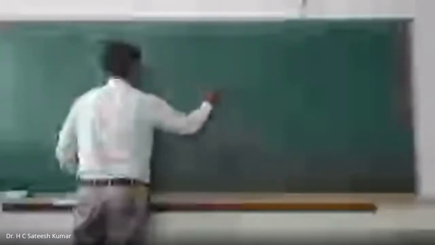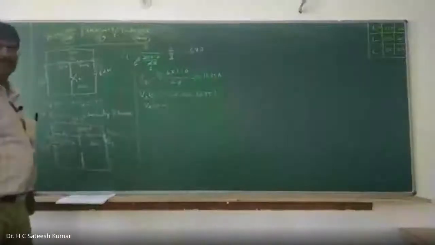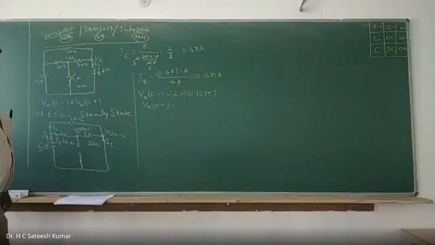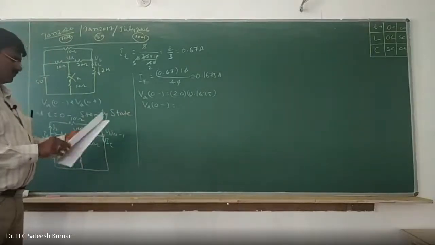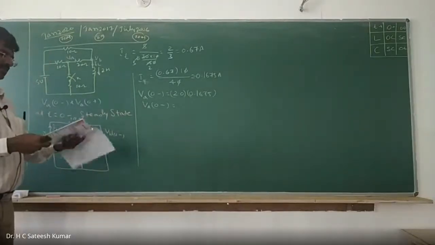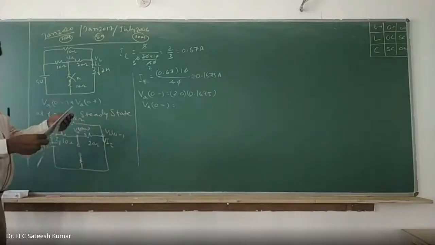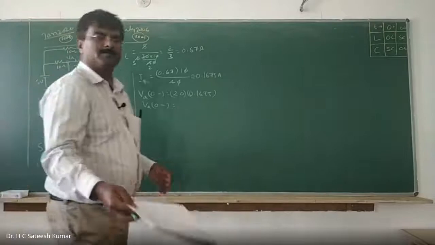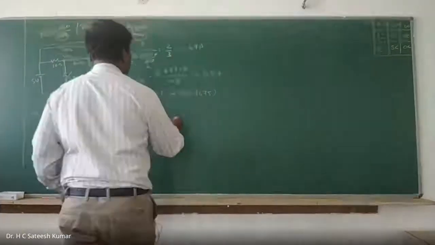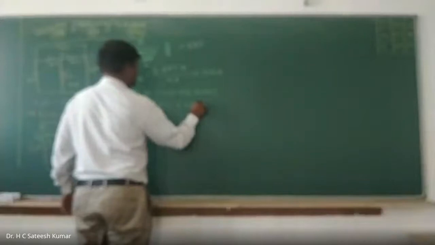VA0 minus is equal to 20 into 0.1675. 3.35 volts. That's it.